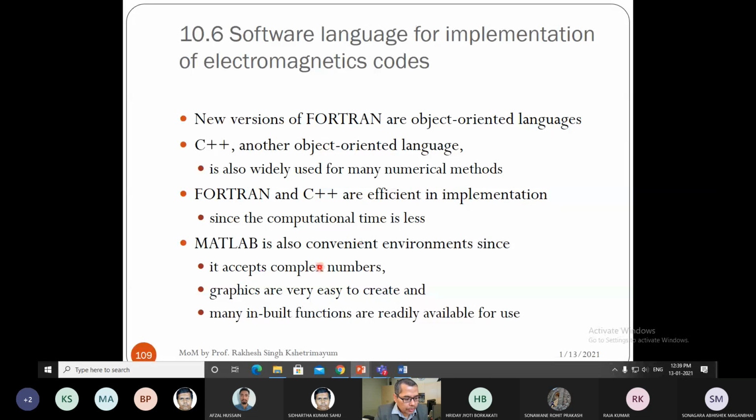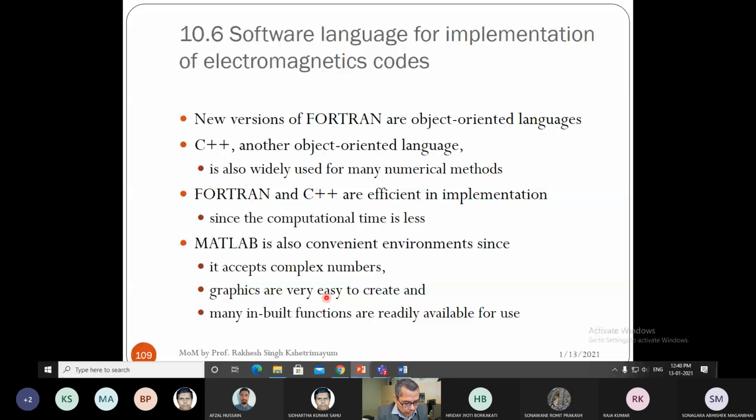Let's say you use the C programming language, you will have to define your own complex numbers. You have to define another function which will actually implement what a complex number is. But in MATLAB, complex numbers are already inbuilt. You can directly enter them, and you can easily create graphics also. So that is one of the major advantages of MATLAB. You can create graphics quite easily using the readily available programs.